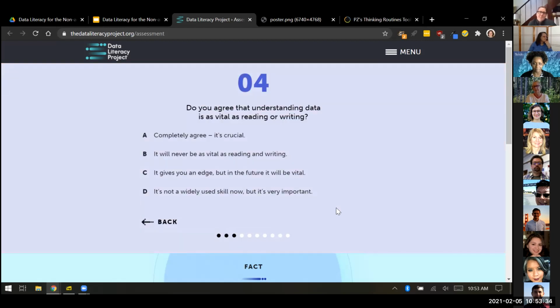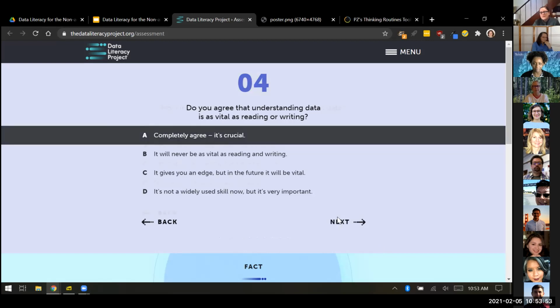Question 4. Do you agree that understanding data is as vital as reading and writing? A, completely agree. It's crucial. B, it'll never be as vital as reading and writing. It gives you an edge. C, in the future it will be vital. And D, it's not widely used now, but it's very important. So I'm going to say A, completely critical.